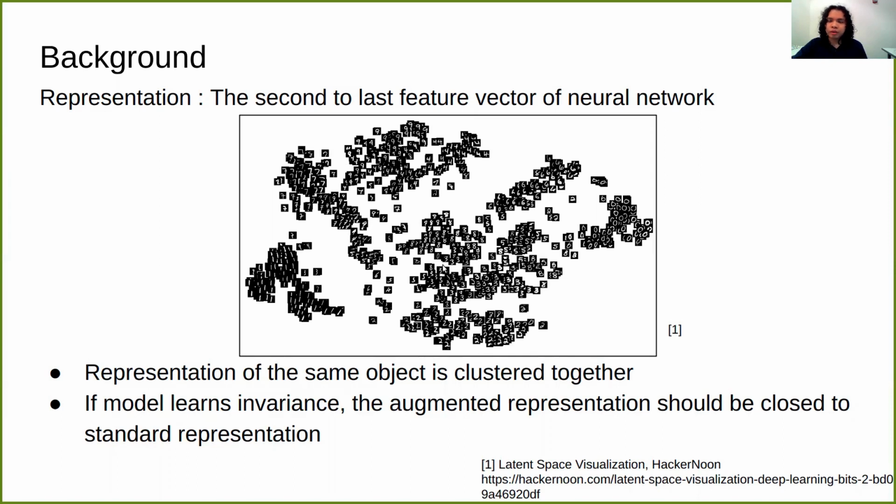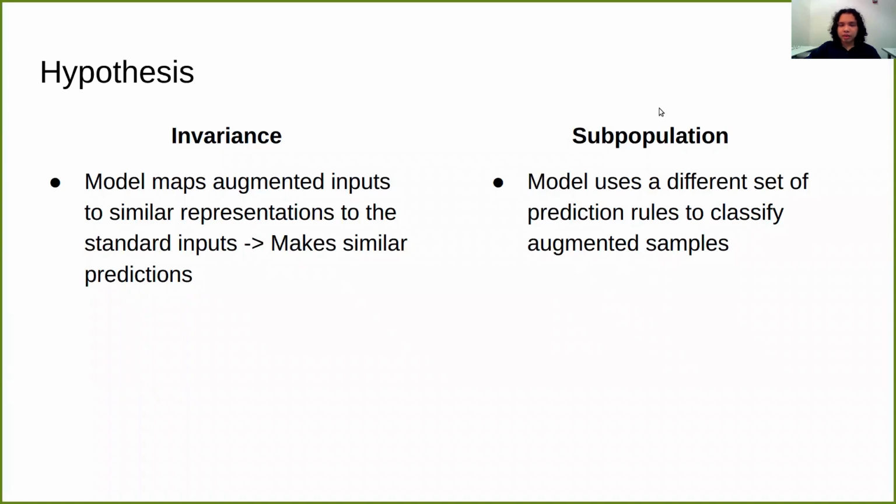We call a model invariant if the model is able to capture augmentation. So if the model learns invariance, we expect the augmented and the standard representations to be close to each other. We hypothesized two mechanisms that could happen to a neural network after data augmentation. Firstly, the model could learn invariance, where it would develop similar representation and prediction rules for standard and augmented data. Or the model could learn a superpopulation of prediction rules for each individual augmented sample.